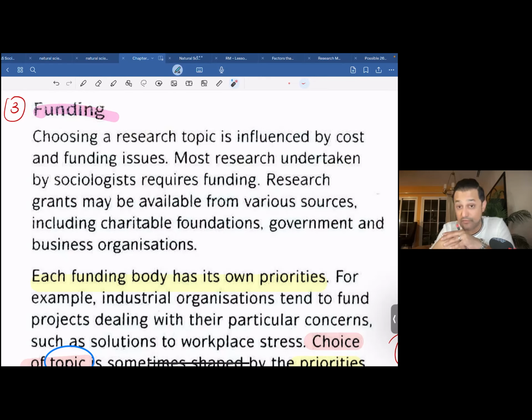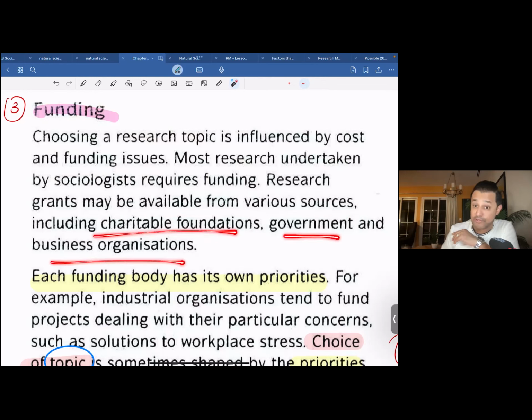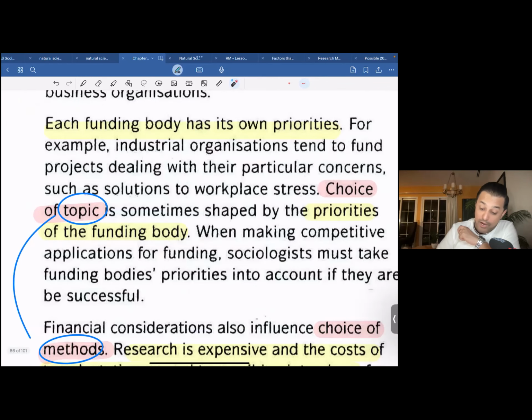If a researcher knows that a funding organization might be more inclined towards funding research on a particular topic, they might end up conducting research on that topic. So choosing a research topic is influenced by cost and funding issues. Most research undertaken by sociologists requires funding, of course. Research grants may be available from various sources, including charitable foundations. The government does that, and many business organizations end up funding too, right? Each funder has its own priorities.